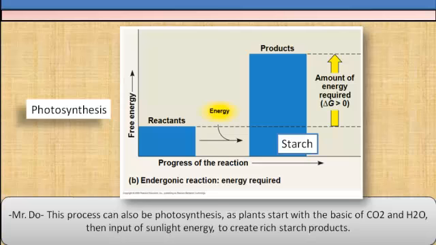This process can also be photosynthesis, as plant cells start with the basics of CO2 and H2O, then input sunlight energy to create rich starch products.